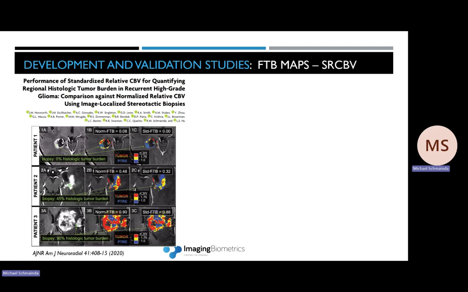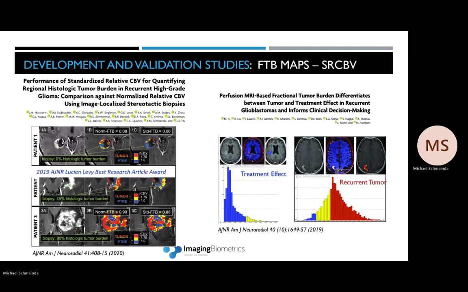The Hawksworth study was the first prospective study that tissue validated that compared normalized versus standardized and showed that standardization outperforms the normalization techniques for FTB. And then Dr. Michael Ive recently showed that FTB maps can impact clinical decision making.